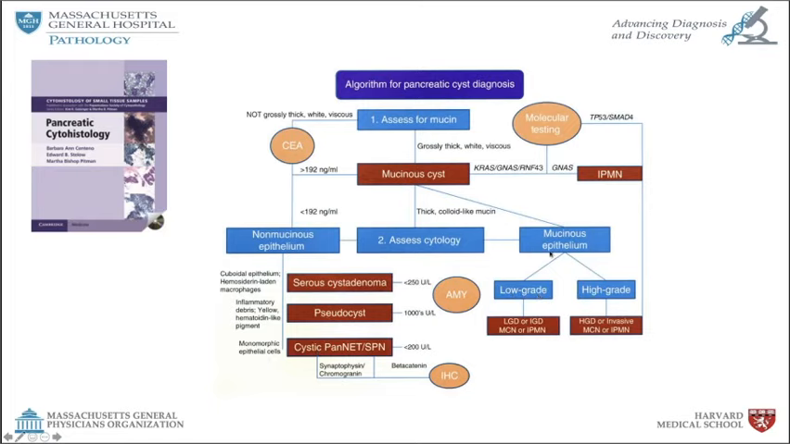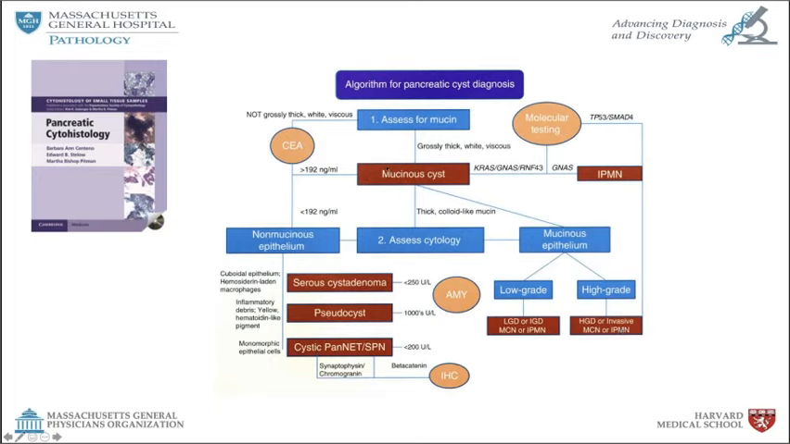So if you see mucinous epithelium, then you need to define whether it's low grade or high grade. Low grade dysplasia, intermediate grade dysplasia, or high grade dysplasia or invasive carcinoma. Again, this ancillary testing, your molecular testing, can add support to that.